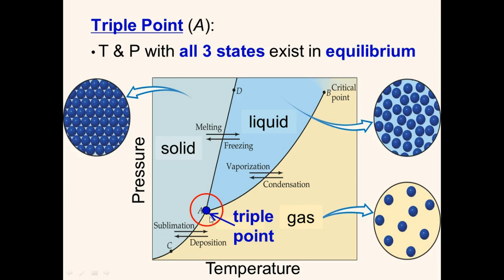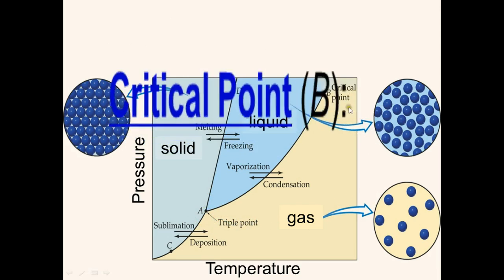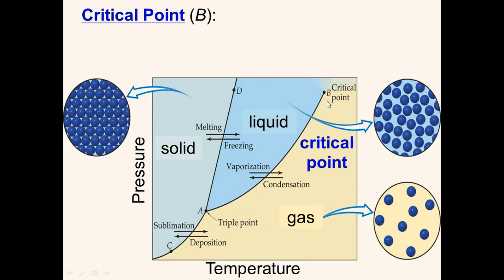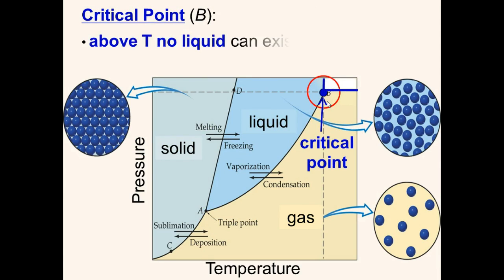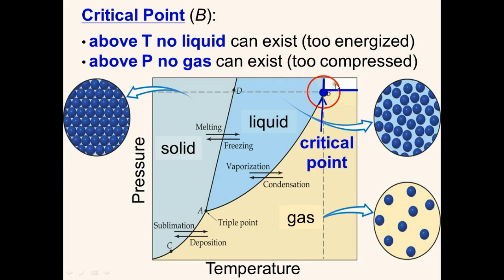And then we're going to talk about another point, which is point B at the very top here, called the critical point. And the weird part about the critical point is that above the temperature, so on the right side of this, no liquid can exist because it's too hot. So there's too much energy in these particles here to be close together. They have to be like this. And then above this, so on top of this, there's too much pressure, so the gas is too compressed, so it has to be a liquid. So that's the weird part about this point.